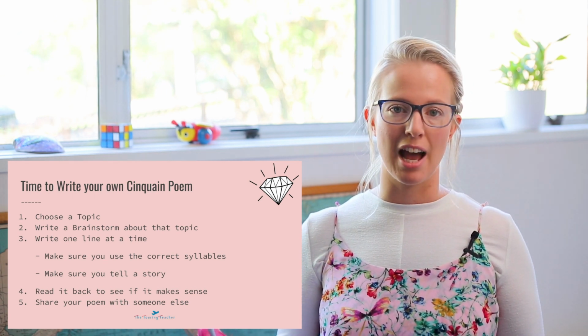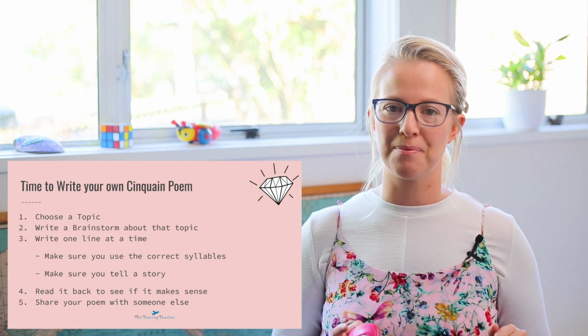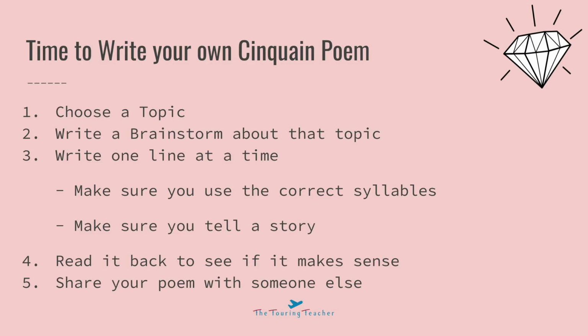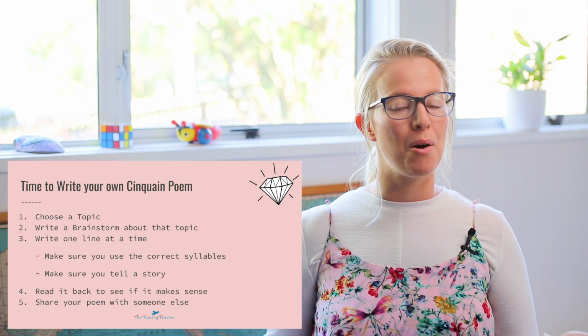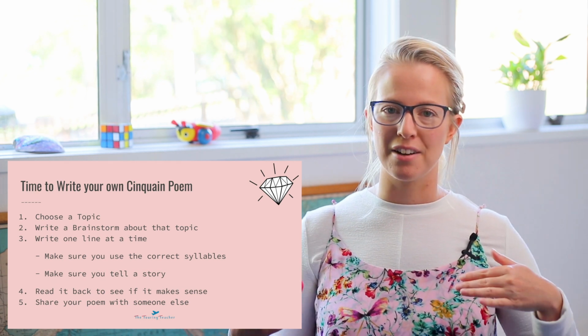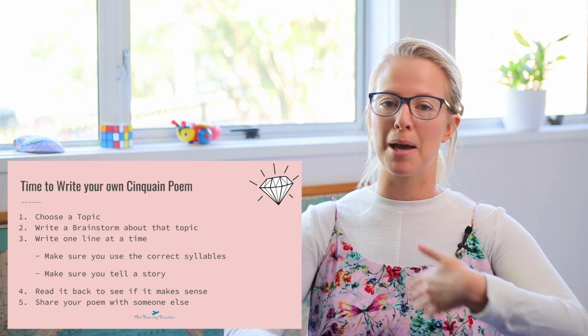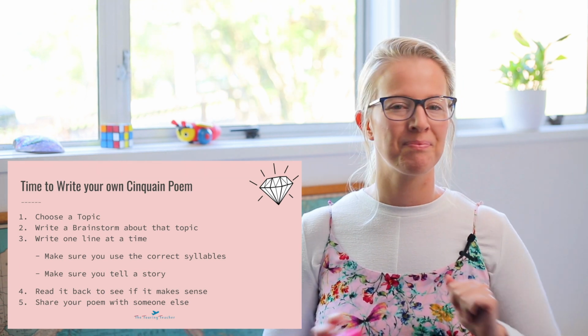Here is the activity time, and I'll break down the steps that you can do. First of all, choose a topic, then you write a brainstorm about the topic. Write one line at a time. When you're writing your lines, make sure you use the correct syllables, and make sure you tell a story. 4, read it back and see if it makes sense. And number 5, most importantly, share your poem with someone else, because when you do creative writing, you need that purpose to be able to share it with an audience.